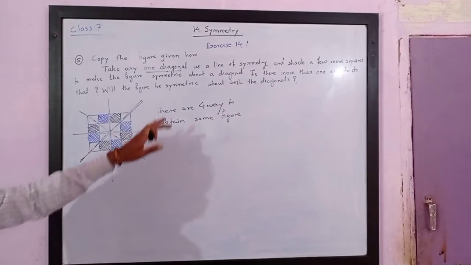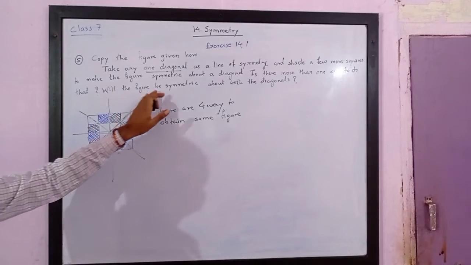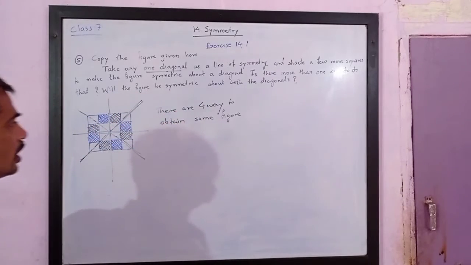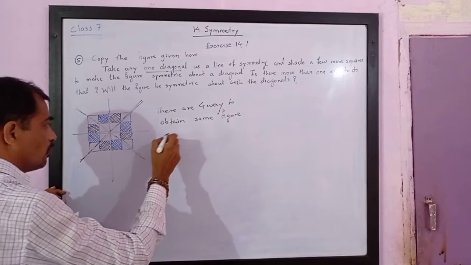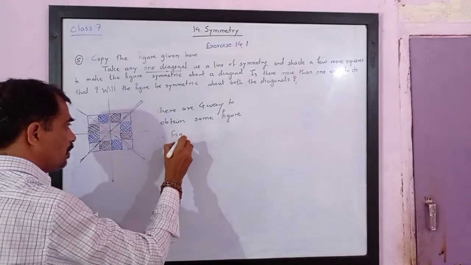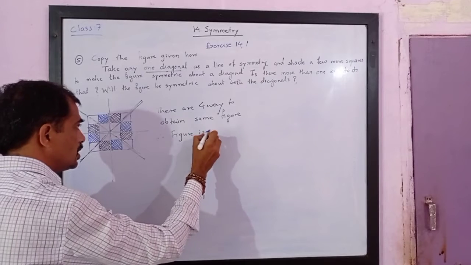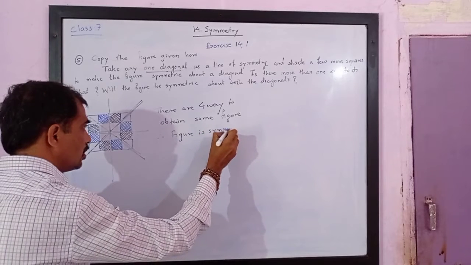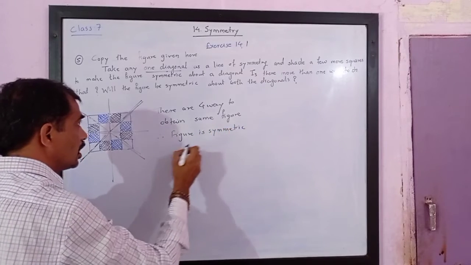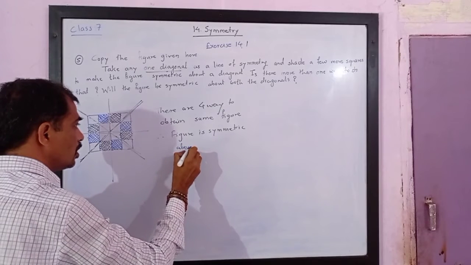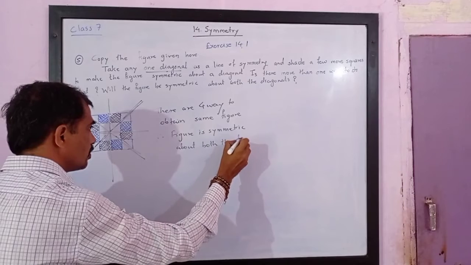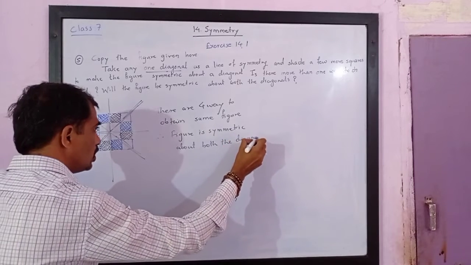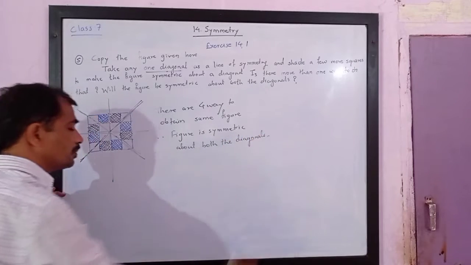Okay, the next question is: will the figure be symmetric about both the diagonals? Please note, this figure is symmetric about both the diagonals. Therefore we can say that the figure is symmetric about both the diagonals.